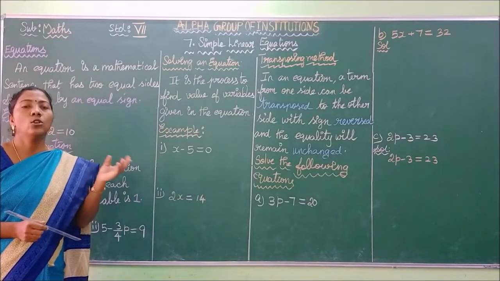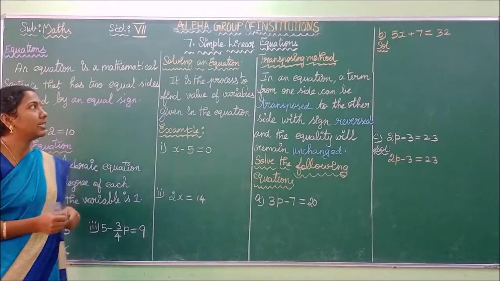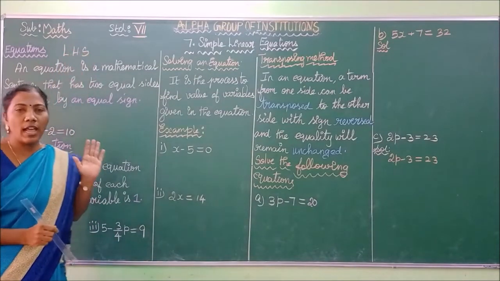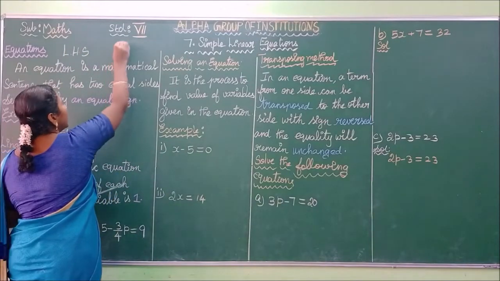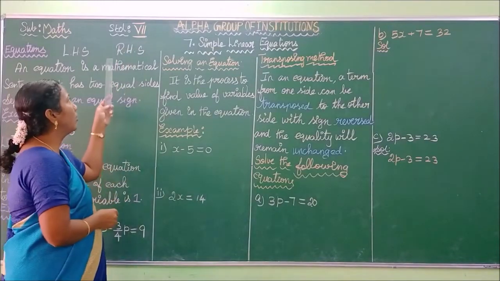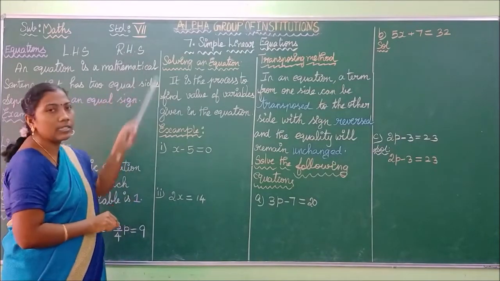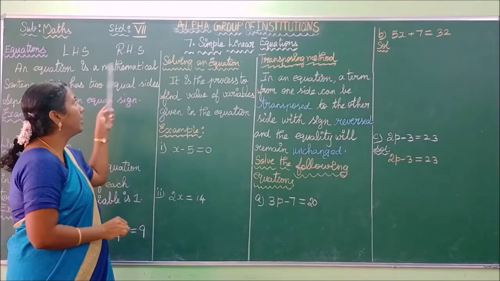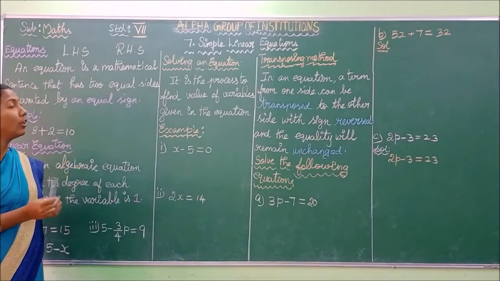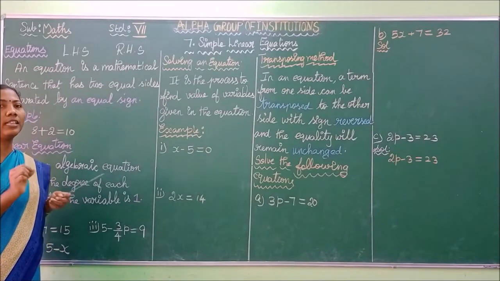Two sides of the mathematical sentence means one is the left hand side, that is LHS, and the other is the right hand side. Shortly we denote it as R.H.S. You have to read it as RHS. Similarly, L.H.S. is the left hand side. You have to read it as LHS. Definitely you have to write only the capital letters.